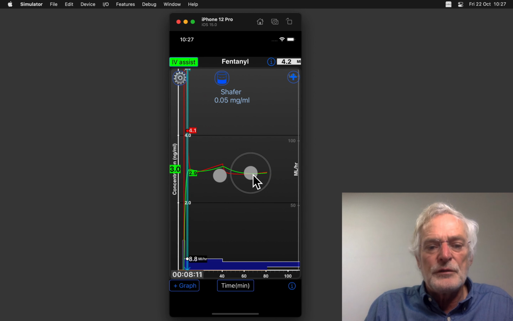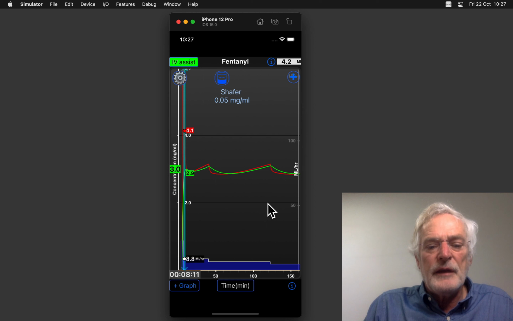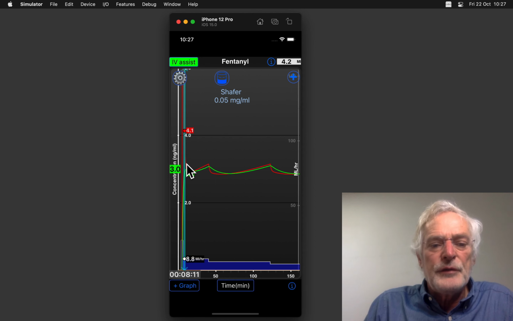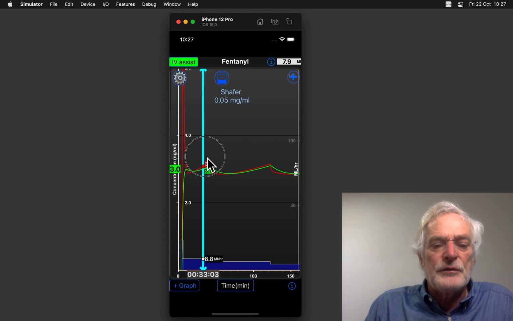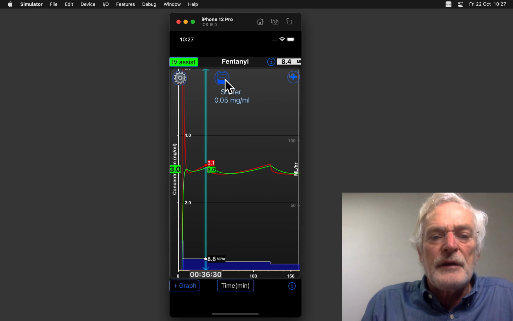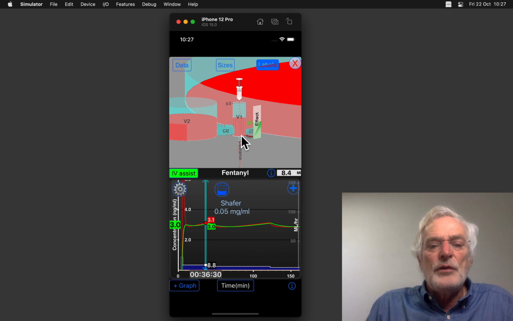If I zoom out or zoom in, whatever you consider as zooming out or zooming in, then I can see that I have to change my infusion over time, because there's a kind of decrease in the concentration, but there will be slowly an increase in concentration. And the reason for that is that fentanyl has a low clearance and a high distribution.